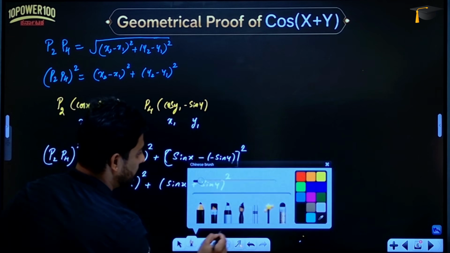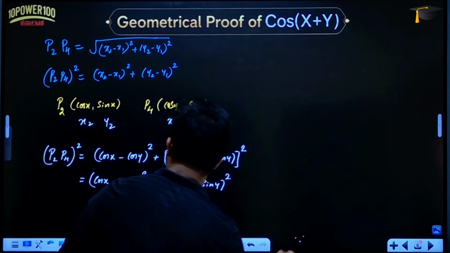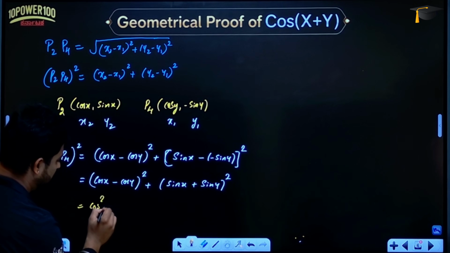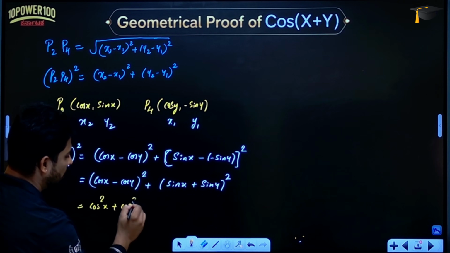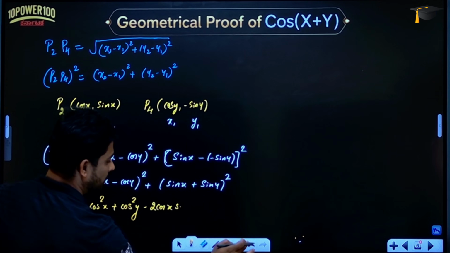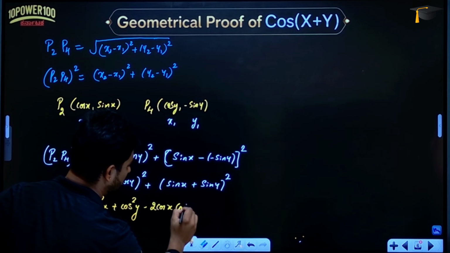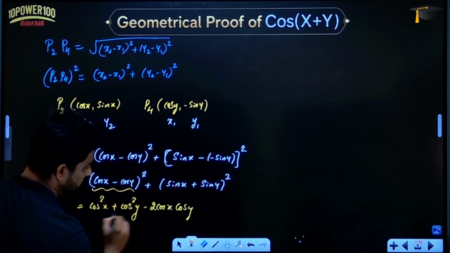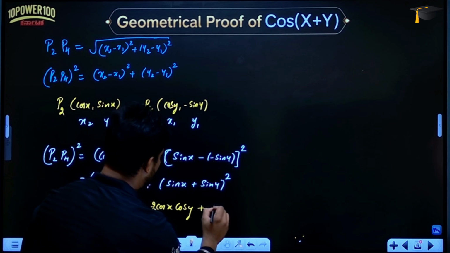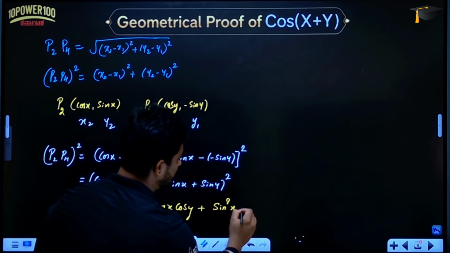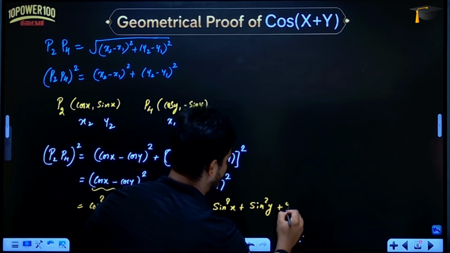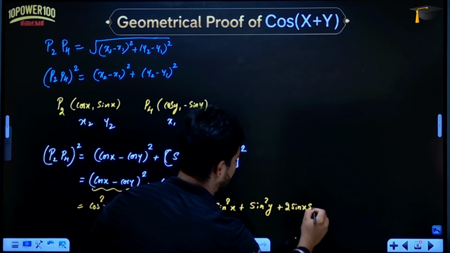Now here I can use the (a plus b) the whole square and (a minus b) the whole square formulas. So (a minus b) the whole square is cos square x plus cos square y minus 2 cos x cos y. So expand this and write it. This is what I got: a square plus b square minus 2ab. Plus this becomes sin square x plus sin square y plus 2 sin x sin y.